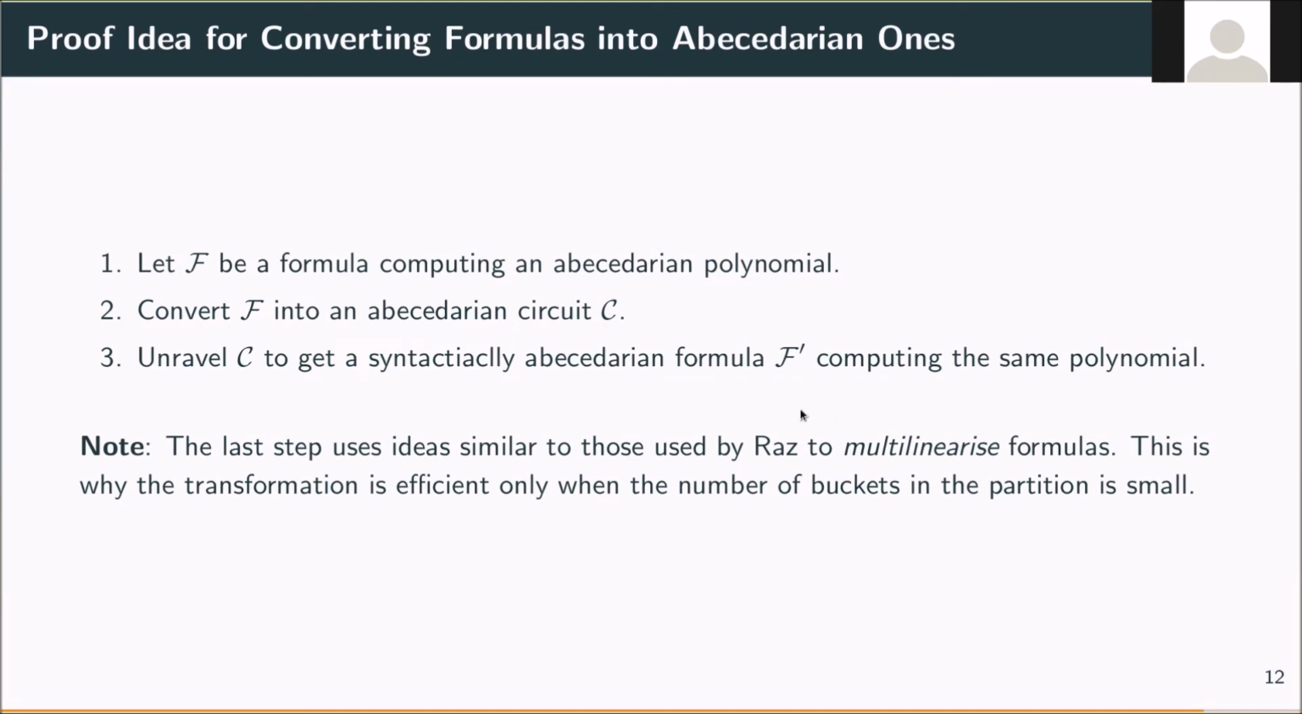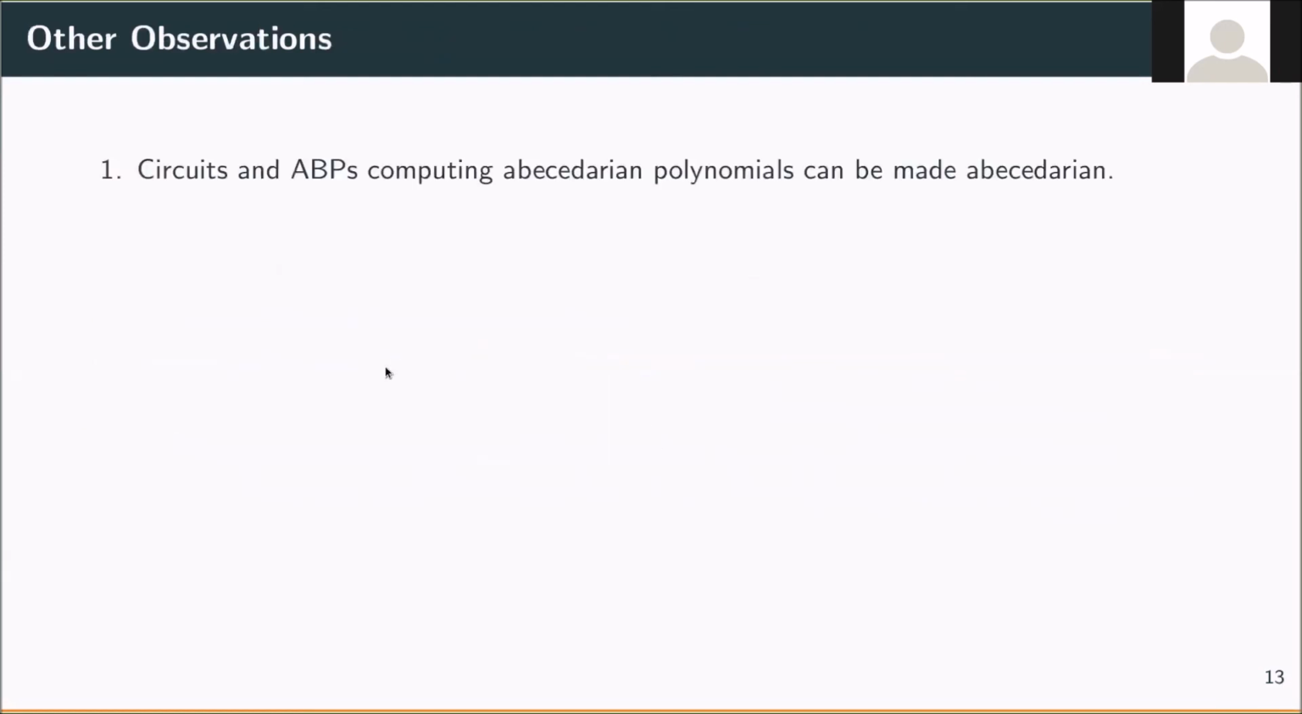And therefore, for very similar reasons to why Raj's proof required the degree of the polynomial to be small, we need the size of the partition to be small for this step to be efficient, the third step. So finally, I will end with some simple observations that show that statements that are known to be true in the non-commutative setting continue to hold with the added abecedarian restriction. So firstly, circuits and ABPs computing ABCD polynomials can be made abecedarian without much blow up in size.